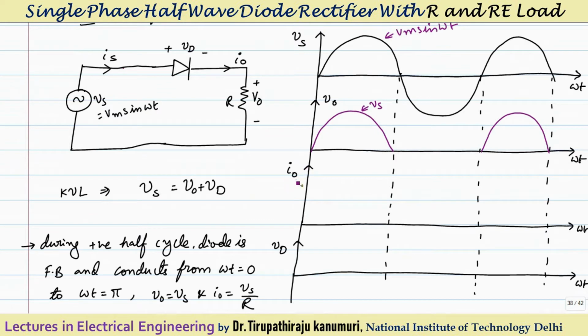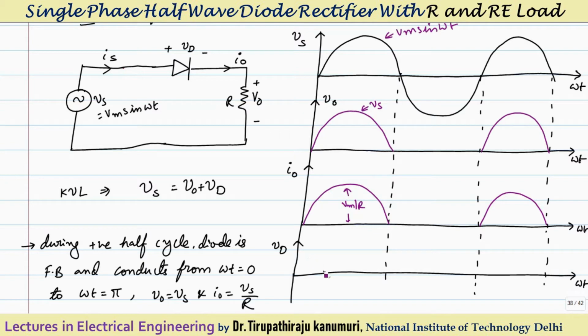Now coming to the current passing through the circuit, the output current will be the ratio of voltage across the load divided by the resistance of the load. So this will be equal to V0 divided by R. Again it will have a linear relationship with the voltage, so it will come like this. This is my output current. How much will the peak be? This will be equal to V maximum divided by R.